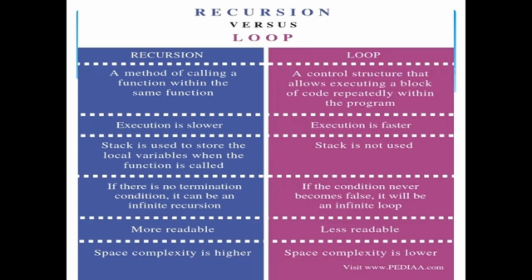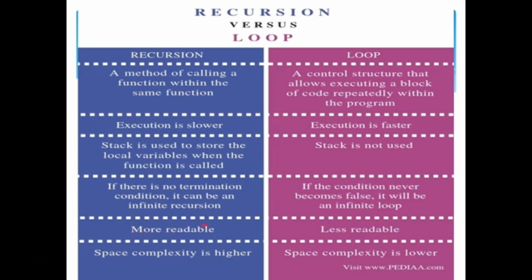What is the use of it? Stack. Basically, in recursion, we use a stack to store the local variables when the function is called. Whereas in a loop, the stack is not used. It is directly executing the statements by incrementing. Also, if there is no termination condition, then what happens? It leads to infinite recursion. If the condition never becomes false, then it leads to an infinite loop. If the condition stays true, it moves as an infinite loop. If there is no termination condition, it becomes infinite recursion.